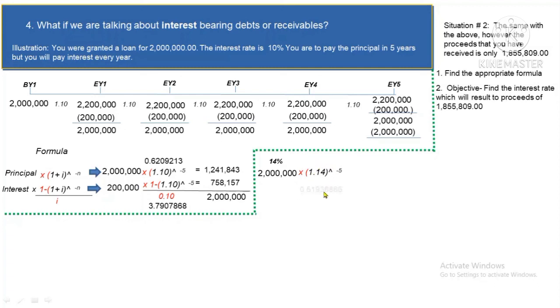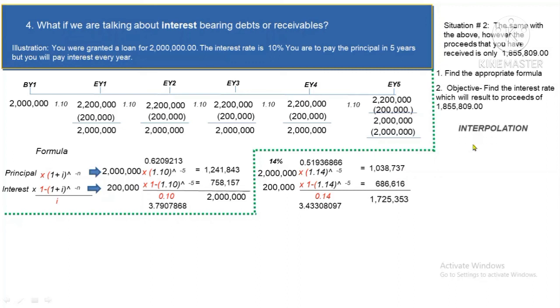If you're going to summarize this, you're gonna get 0.51936866. So this one times this one, you are going to have 1,038,737. And then you have the interest of 200,000 times 1 minus 1.14 raised to the power of negative 5 divided by 0.14. So we have 3.43308097 times 200,000. Then the answer is 686,616. The sum of these two is 1,725,353. So that's it for trial and error.